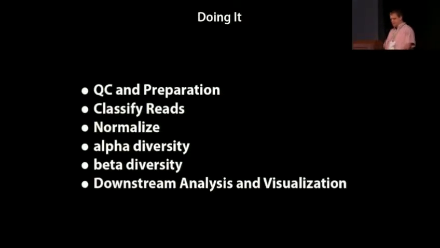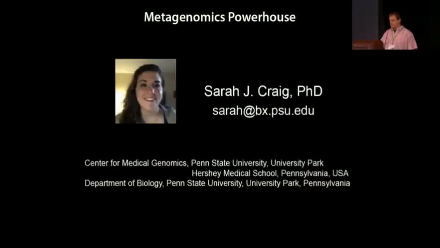So now that we want to actually go about doing it inside of Galaxy, there are general steps. You want to do your quality control and preparation. Then you want to classify your reads. Then you need to do some sort of normalization or rarefaction, calculate alpha diversities and beta diversities, then perform downstream analysis and visualization.